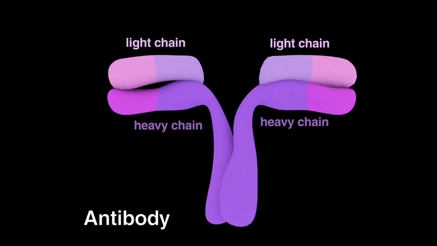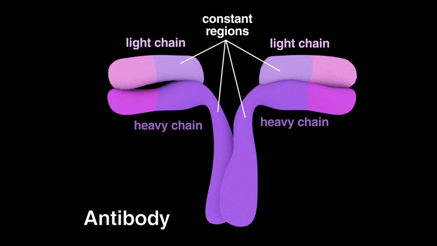The other regions of the polypeptide chains vary very little in sequence among different antibodies from the same species and are called constant regions. The constant regions are responsible for interacting with effector proteins that mediate the immune response.